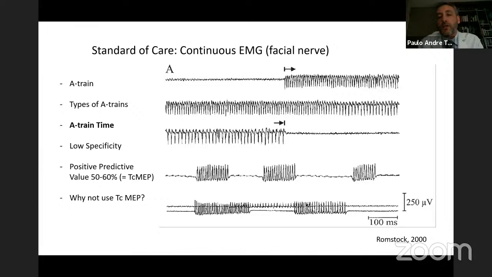So usually it is obtained after the surgery, and we need something that works during the surgery. Even doing that during the surgery, A-trains commonly appear during cranial nerve surgeries, and the technique has a high sensitivity but a low specificity. The positive predictive value of this technique is around 50 to 60%. So we have a lot of discharges that don't correlate with facial nerve bad outcome. And the positive predictive value of transcranial motor evoked potential is almost the same as the continuous EMG. So why not use that?